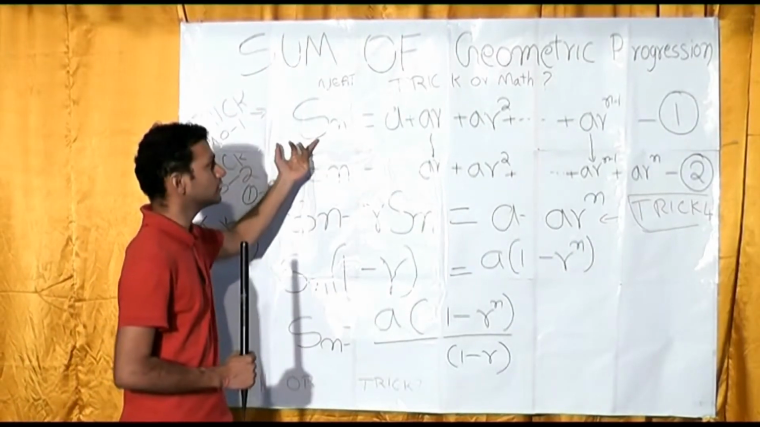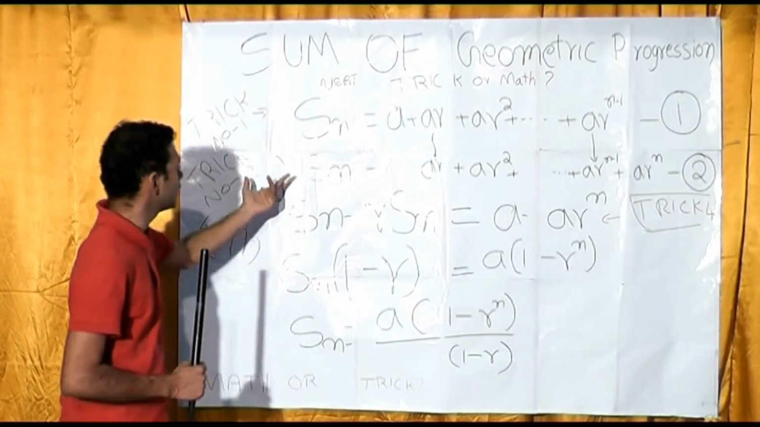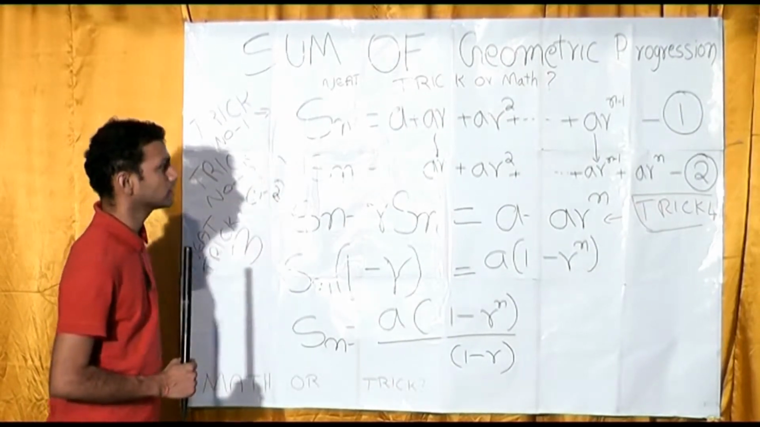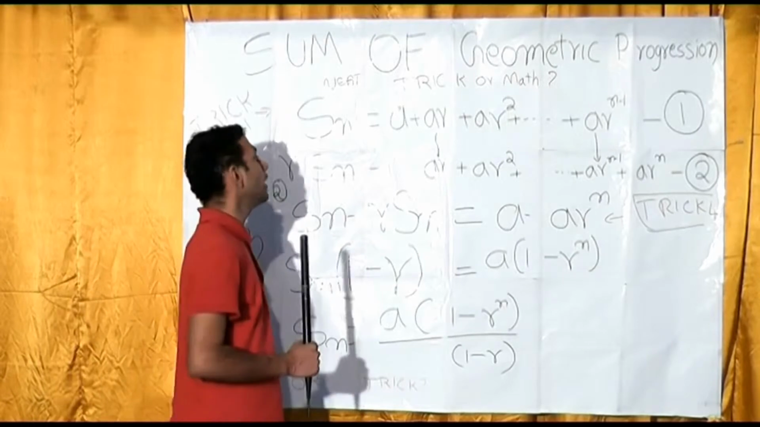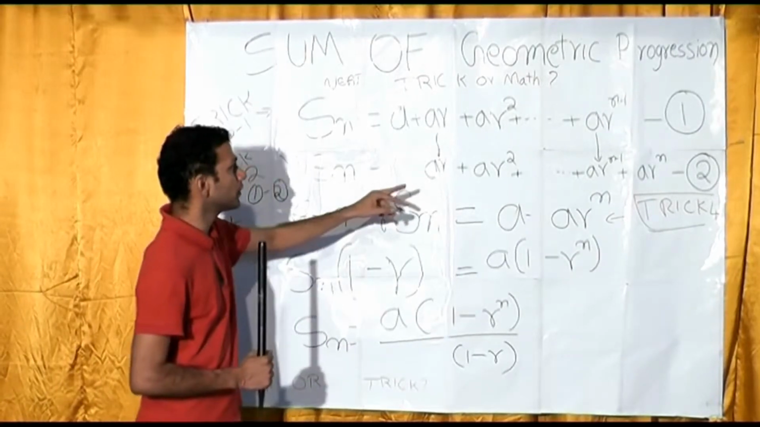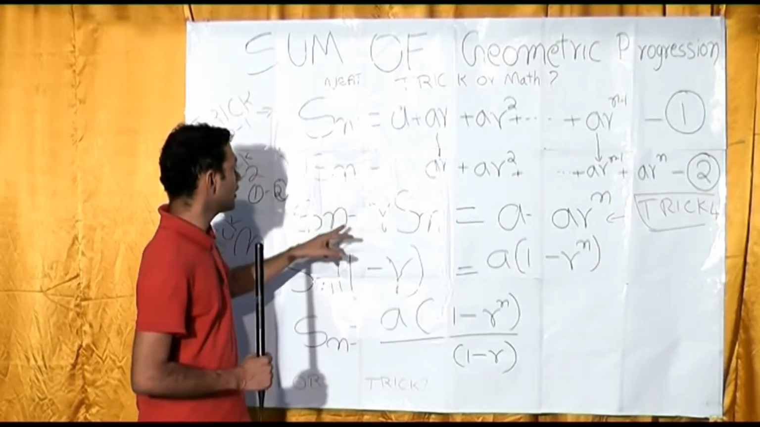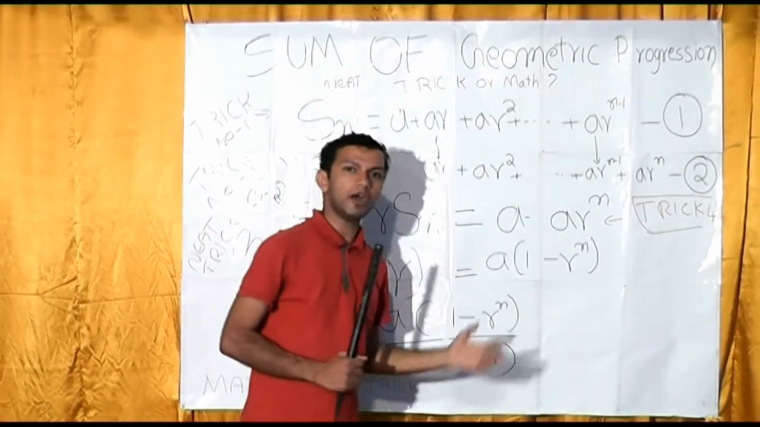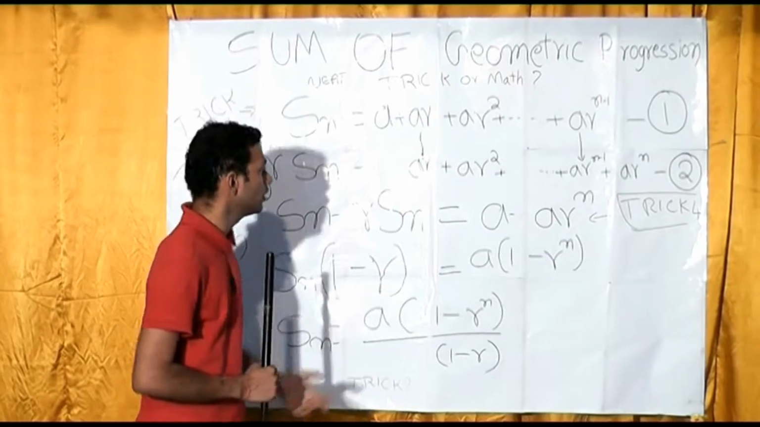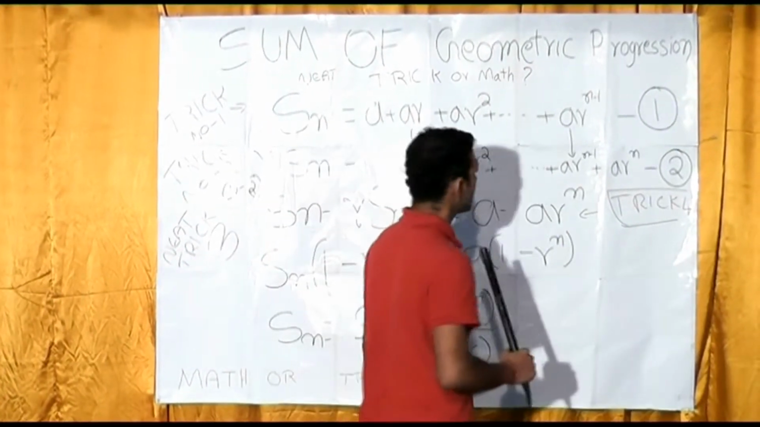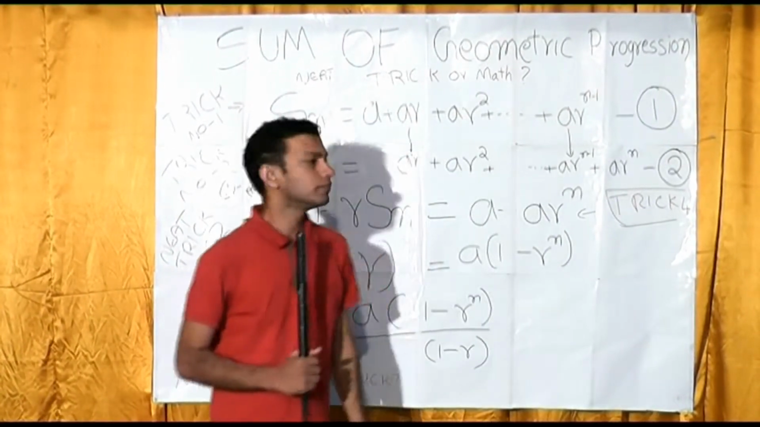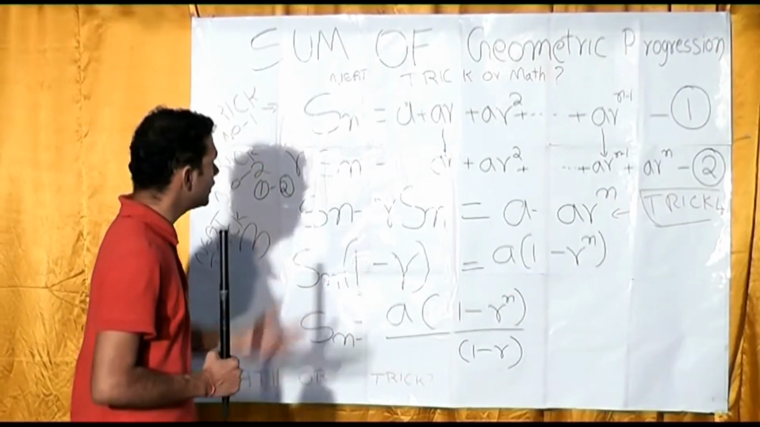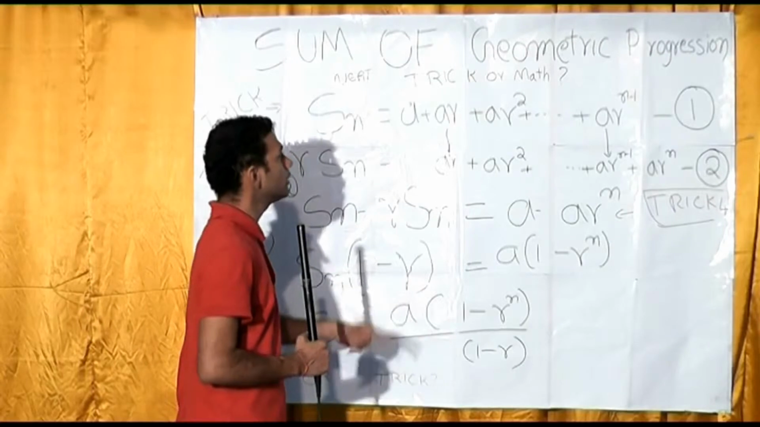Why assume Sn as the sum? Next, you have to remember to multiply this r to Sn. This is the second trick. And the third trick is you have to do the calculation Sn minus r into Sn, that is 1 minus 2. You have to remember this calculation, and this is the third trick. And the tricks don't stop there: you have to do the simplification calculation, and in the simplification also you need tricks.